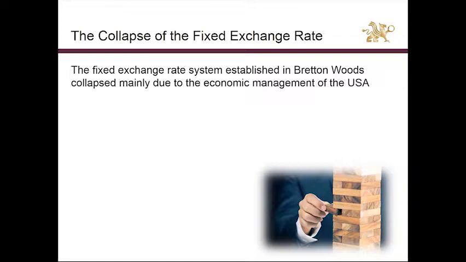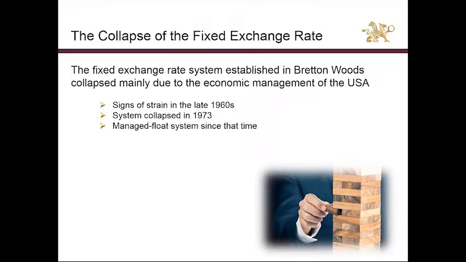The fixed exchange rate system established in Bretton Woods collapsed mainly due to the economic management of the USA. The system of fixed exchange rates established at Bretton Woods worked well until the late 1960s, when it began to show signs of strain. The system finally collapsed in 1973, and since then we've had a managed float system.